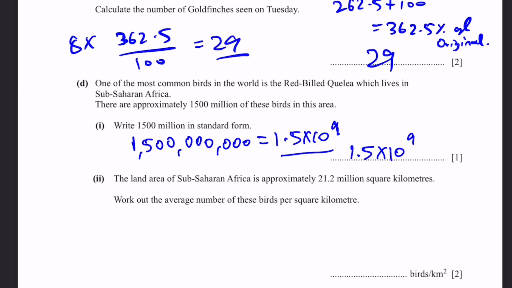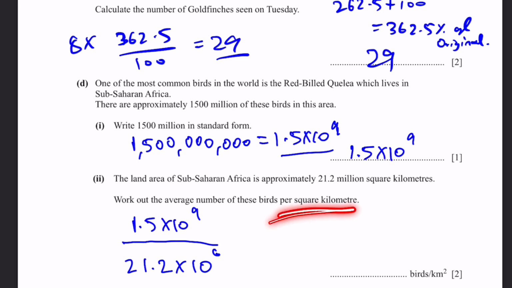So 21.2 million is just 21.2 times 10 to the power of 6, because a million is 10 to the power of 6. And then the average number of the birds per square kilometer is going to be 1.5 times 10 to the power of 9 divided by this value here. So that means we'll get the amount per square kilometer, because this 1.5 times 10 to the 9 is the amount inside all of the area of sub-Saharan Africa. So therefore, we can just cancel this and we'll get 10 to the power of 3.